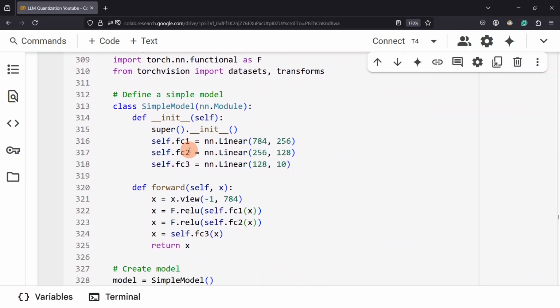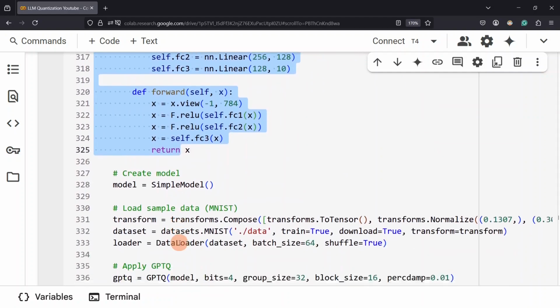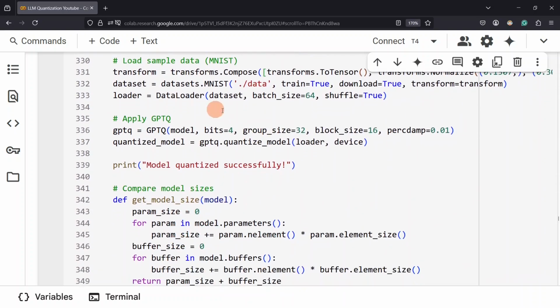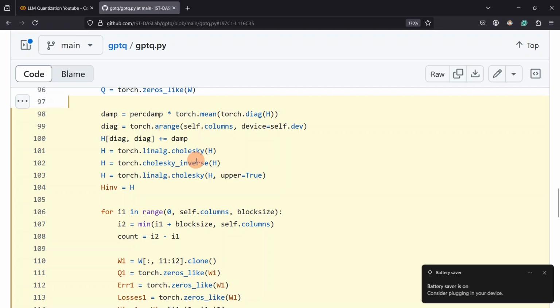So for testing this, I created a simple model and then passed the MNIST dataset. I did not train it specifically, so this model is as such useless, but you can train the model and then try it. You can check the original GPTQ code in the repo as well. I'll give the link in the description below.